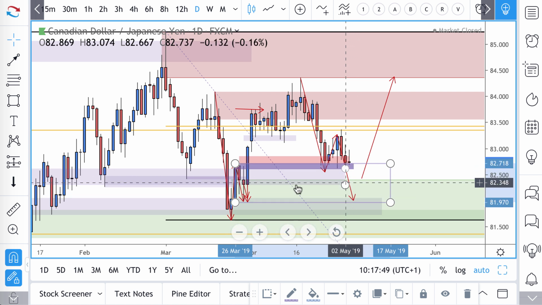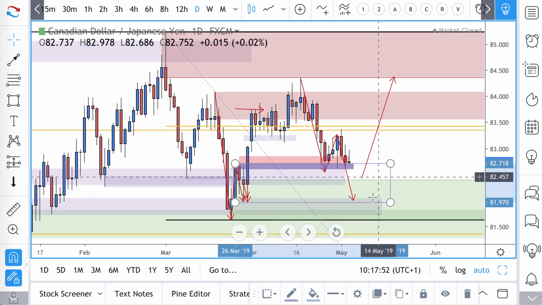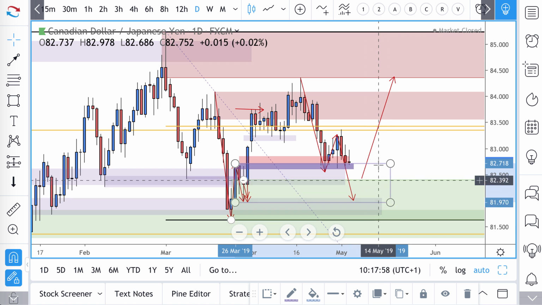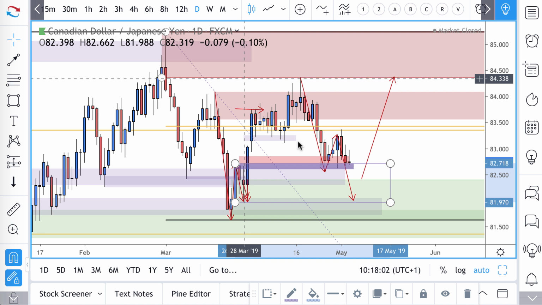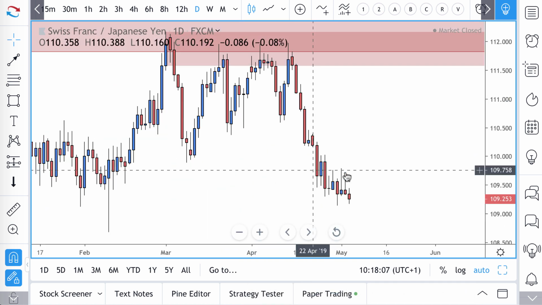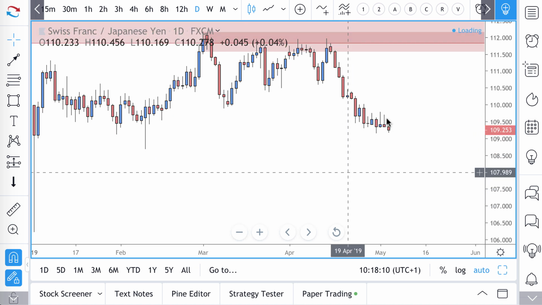So I'm looking for prices to really kind of come further down here. This is a nice retracement CPR. If you can come down into this 82 round number, anywhere around here, I'm looking to get long as well. So some good setups coming. CAD, Singapore, Swiss yen, I'll give that a miss.